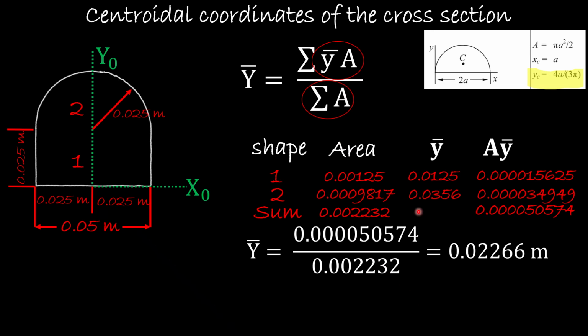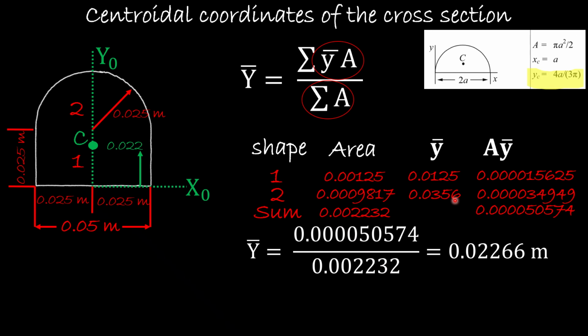So we found that the center of the whole cross section is 0.02266 meter from the x-axis, so it will be somewhere here. So that will be our center, 0.022 from your x-axis. Now there's something important that you need to do after you find your centroid. Since we have these values 0.0125 and 0.0356, when we want to find the area moment of inertia, we need to find the area moment of inertia with respect to the center of the beam.